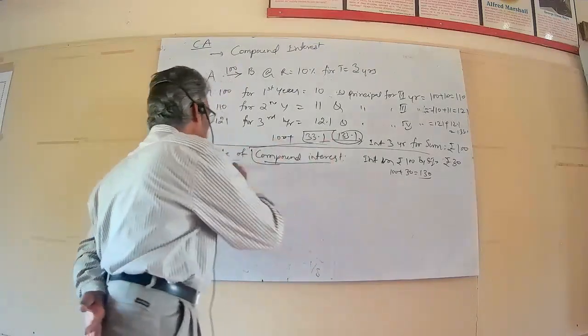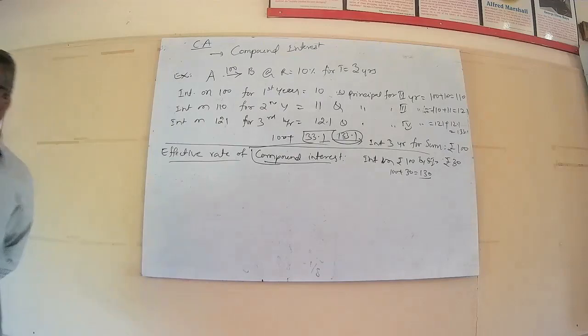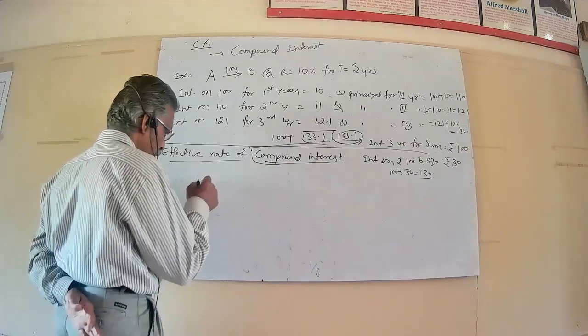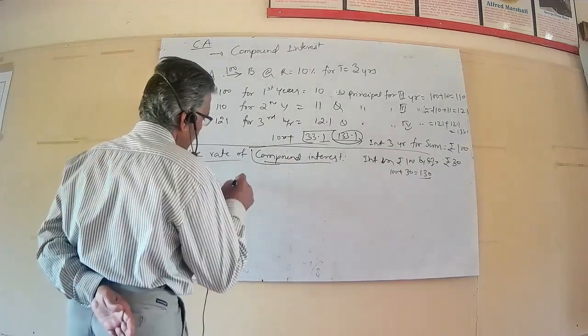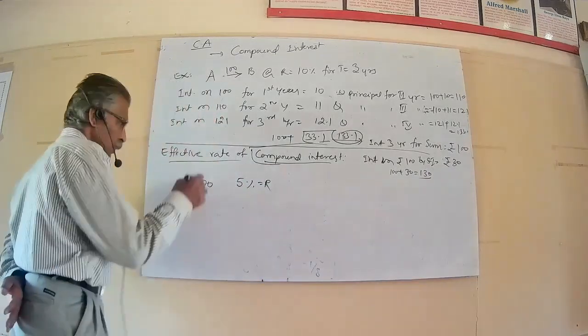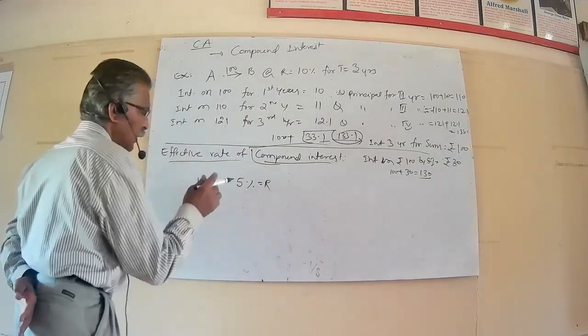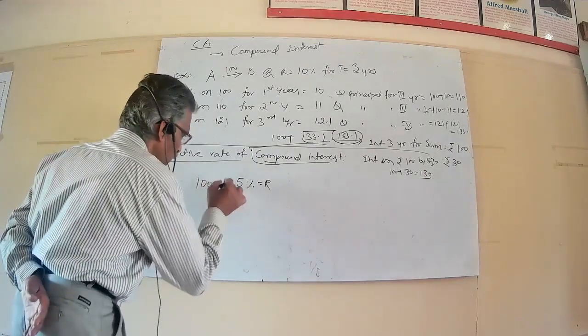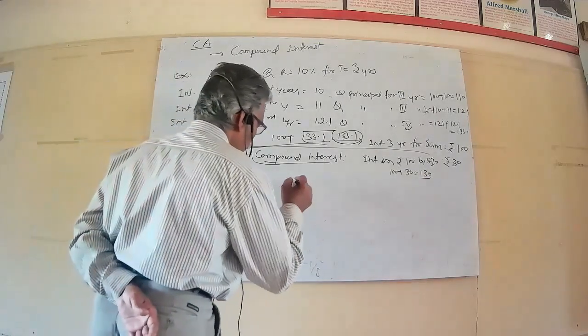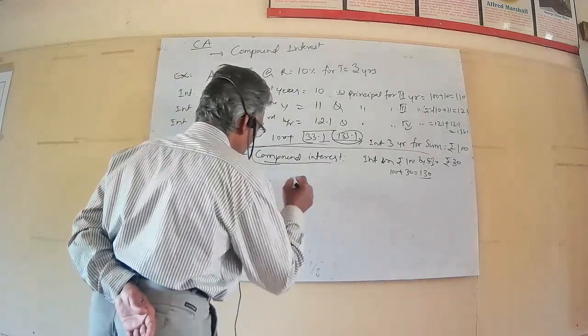Now, first of all, let us see what is effective rate. Effective rate means the actual rate of interest allowed for rupees 100. Suppose for rupees 100, the actual rate is say 5%, the rate of interest. This is the effective rate, the actual rate for rupees 100. This is for 1 year. So if R equal to 0.5, what does it mean?